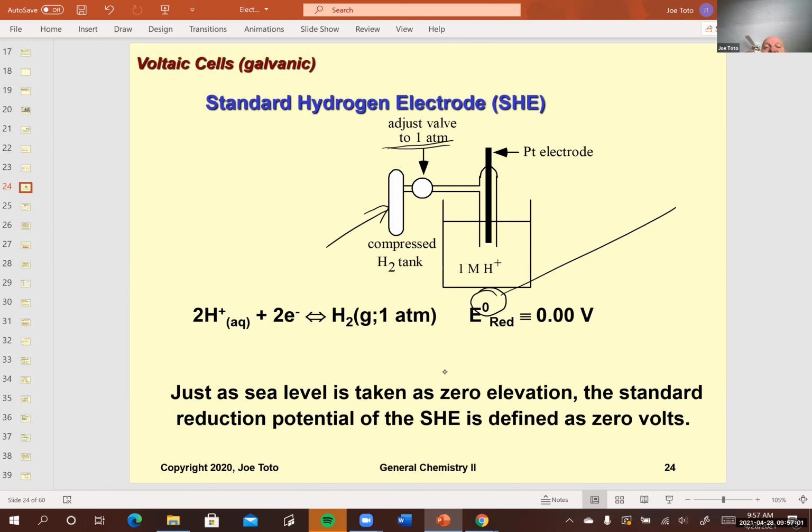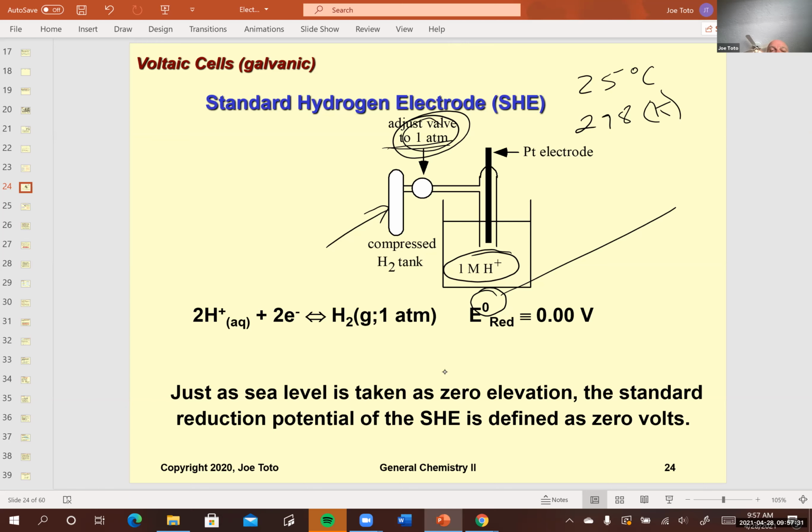So if there's any gases involved, they have to be 1 atmosphere. If there's any solutions involved for the electrolyte, then they have to be 1 molar. And the whole setup has to be at, as you probably can guess, 25 degrees Celsius or 298 Kelvin. Okay, so that's pretty much the setup.